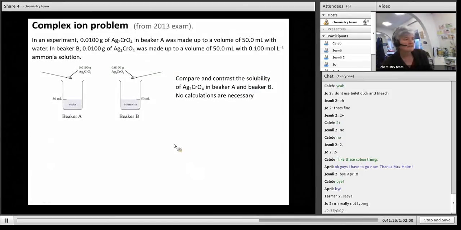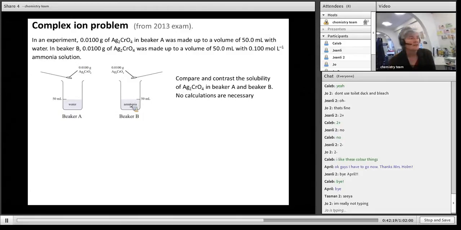So this is from the 2013 exam, and notice they say no calculations are necessary. So what they want here is I'm adding silver chromate, and then here I'm having silver chromate in an ammonia solution. So that one's pure water, that one's ammonia. So there's no common ion, but I've got something that can complex.